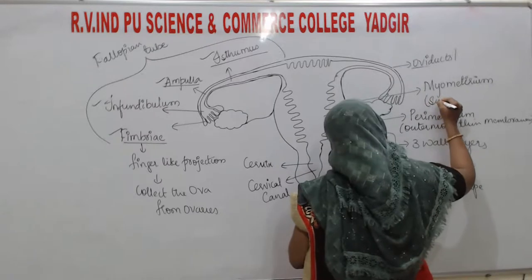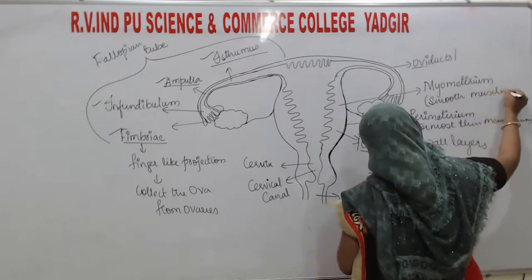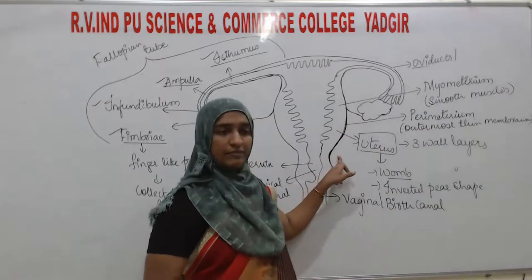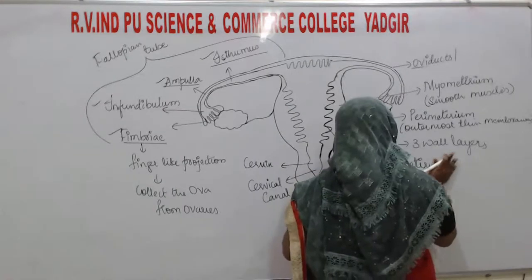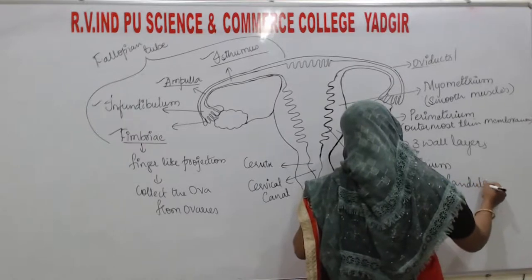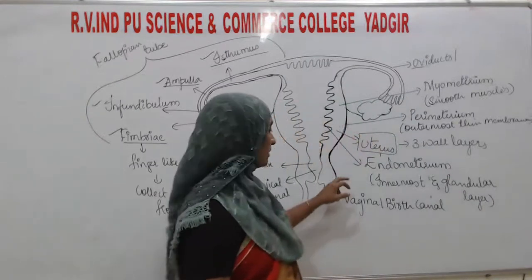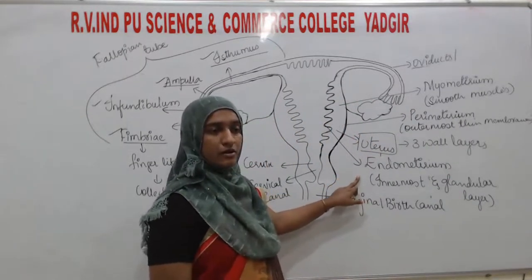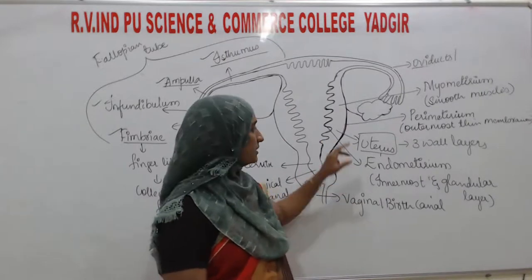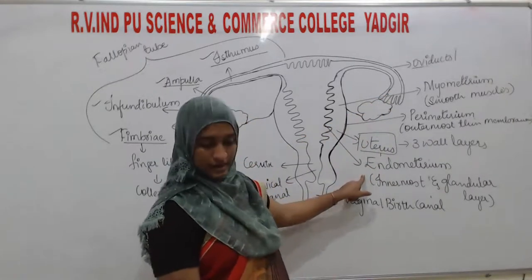It's made up of smooth muscles and it is the middle layer. The outer layer is the thin membranous layer. The innermost layer is the glandular layer, which is known as the endometrium. So the uterus has three wall layers. Outermost is the perimetrium, middle is the myometrium, and inner is the endometrium.